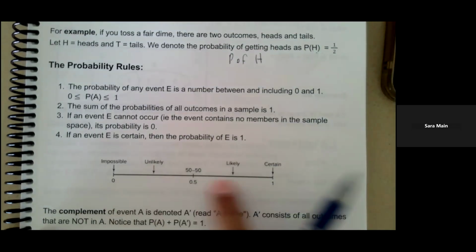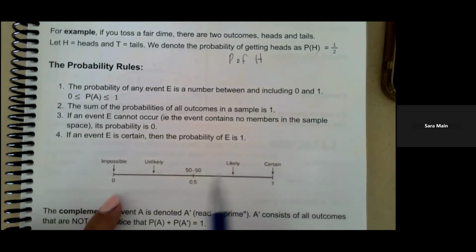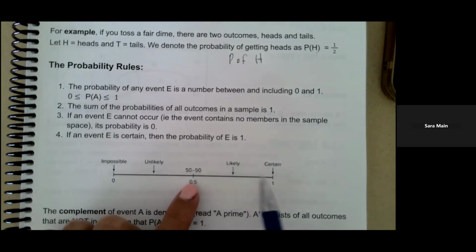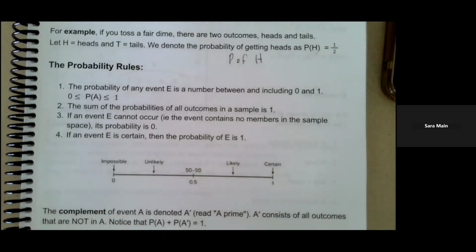And I just put it on a number line here for you. If somebody says an event is impossible, we would think that probability is 0. Unlikely is going to be somewhere between 0 and 0.5. If it's a 50-50 outcome, it's at 0.5. Likely is anything more than 0.5, and then certain would be 1.